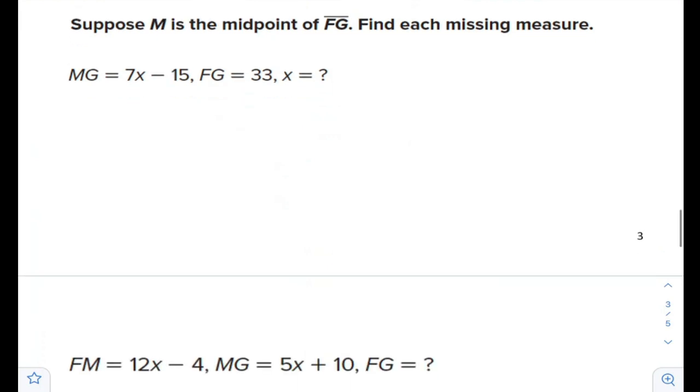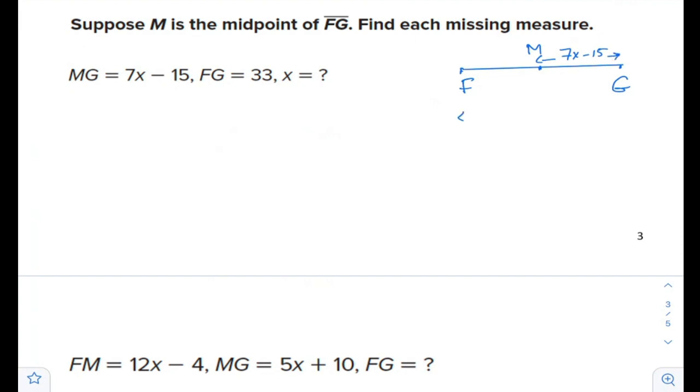Suppose M is the midpoint of FG, and this is what we have here, FG. I will sketch. This is F, this is G. M is the midpoint, so it's exactly at the middle. Find each missing measure. Now we will see what is given, what is not given. MG, so from M to G, is given to be 7x minus 15.